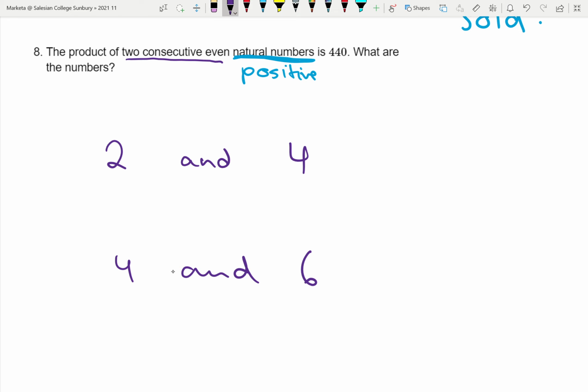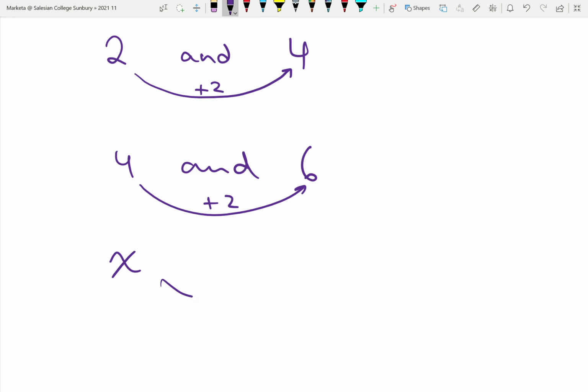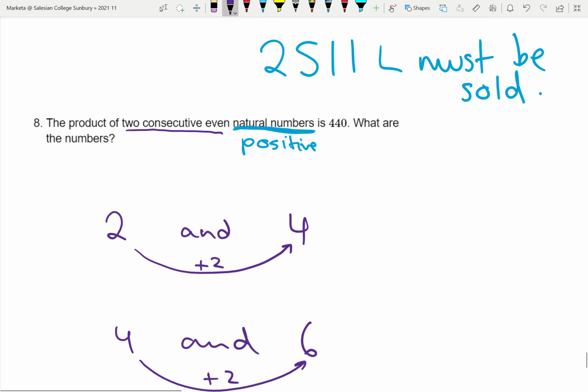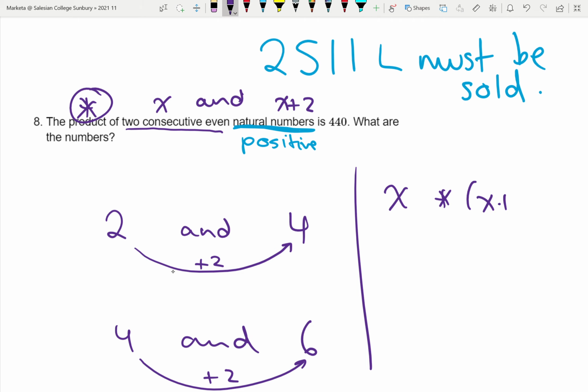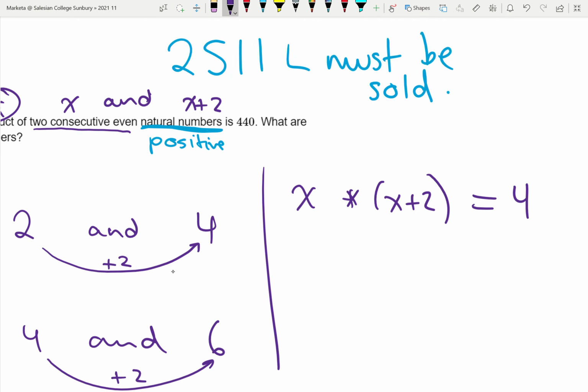So to get from 2 to 4, I'm adding 2. So to get from 4 to 6, I'm adding 2. So if I call my first even natural number x, then that means to get to my next, or my consecutive even natural number, it's going to be adding 2, so it's x plus 2. So my two consecutive even natural numbers are x and x plus 2. And what we can see then, product means multiplication. So we've got x times x plus 2, and the product is 440.